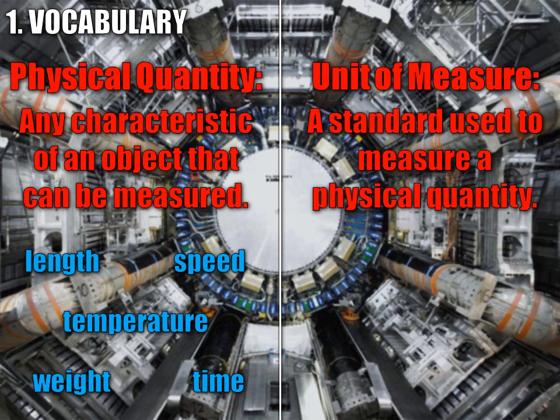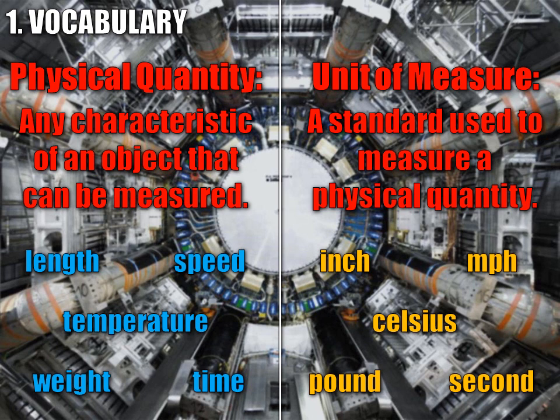So for example, if we want to measure length, we can measure the number of inches. And that number of inches would give us a measurement of the length. If you want to measure speed, you could use miles per hour. Temperature could be used in Celsius. Weight, we could use pounds. And for time, we could use seconds. These are units of measure. These are the standards that are used to make a measurement of the physical quantity.